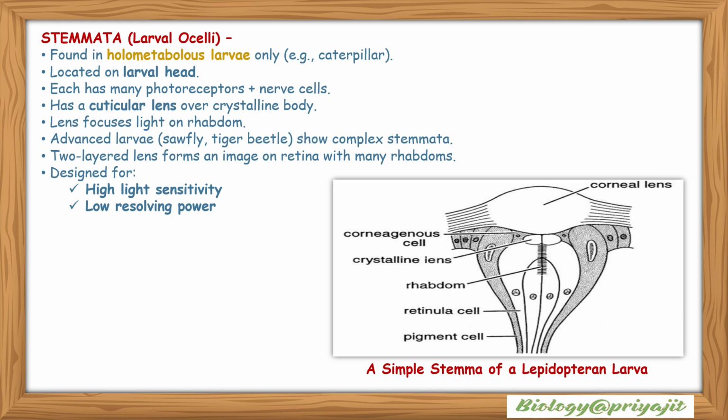The stemmata or larval ocelli are located on the larval head, and each structure has many photoreceptors and nerve cells. It has a cuticular lens over a crystalline body. The lens focuses light on the rhabdom. Advanced larvae, such as sawfly and tiger beetle, show complex stemmata. A two-layered lens forms an image on the retina with many rhabdoms. They are designed for high light sensitivity and low resolving power. This is a simple stemma of a lepidopteran larva.